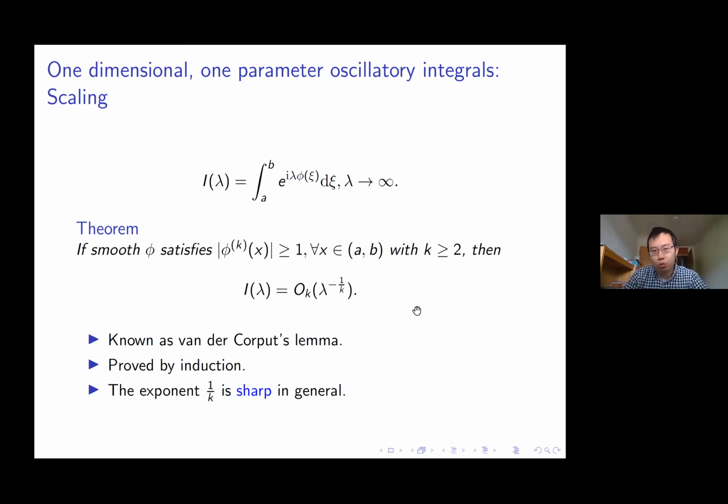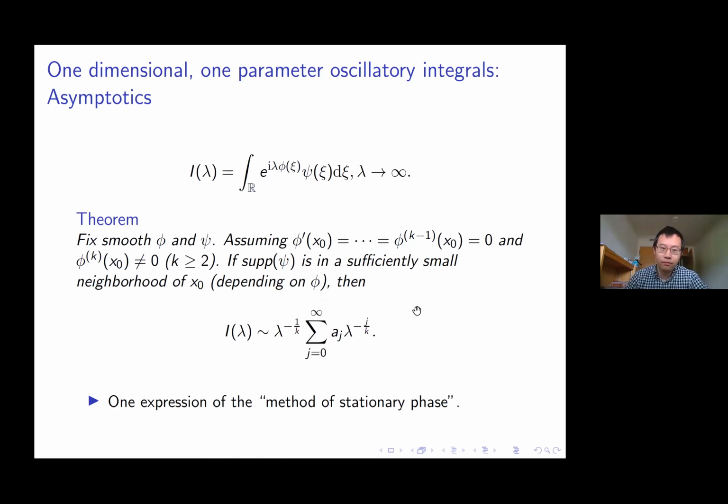The study of this will lead to the third principle, which is asymptotics. It says that if phi and psi are both smooth, and you assume the support of psi is sufficiently small near an interesting point x0, where phi prime of x0 equals phi double prime equals, up to the (k-1)-th derivative, all zero, but the k-th derivative of phi at x0 is not 0. You require the support of psi to be sufficiently small to capture only the interesting behavior around this point. Then you have a very nice asymptotic expansion of I of lambda, which I showed you. This is one expression of the method of stationary phase. It's a very nice theorem and a very complete understanding in this situation.